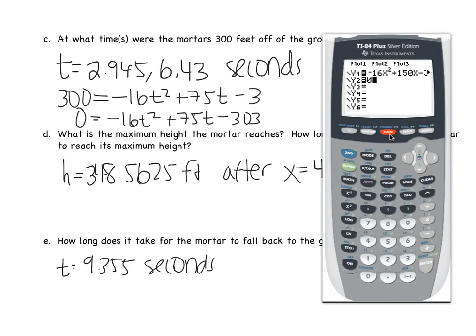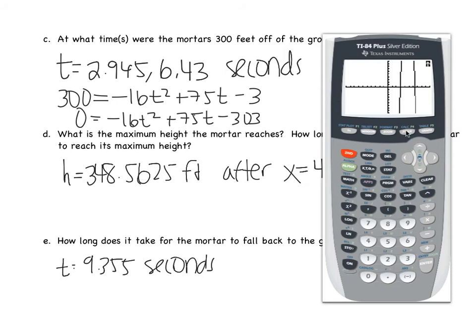From here, you're going to want to hit zoom 6, so the normal zoom. So here's our quadratic. Now let's look at one thing. First of all, the quadratic is facing downwards, which makes sense. The mortar is going to go up into the air and then eventually come back down. So I want to find the zeros. I want to find when it crosses the x-axis.